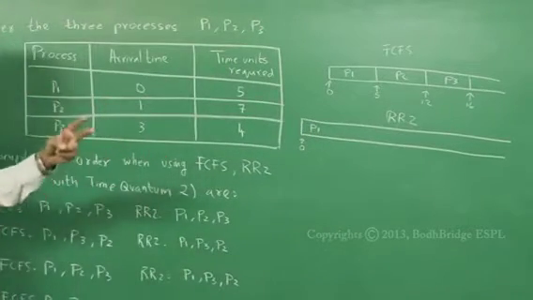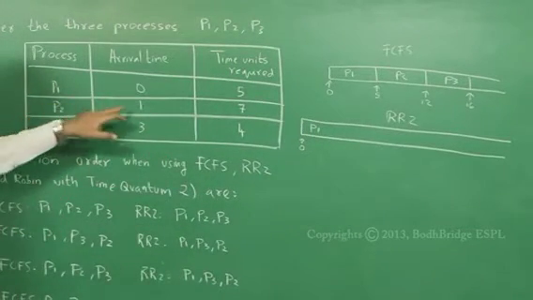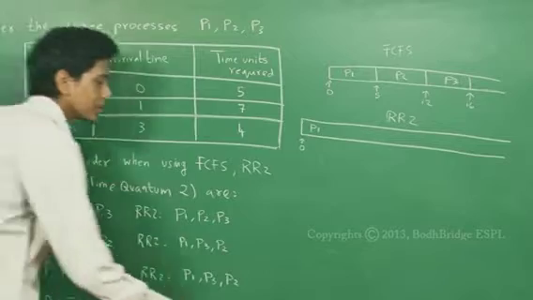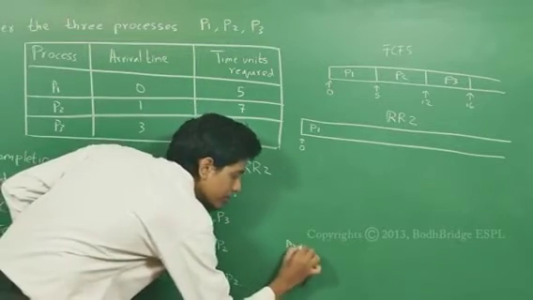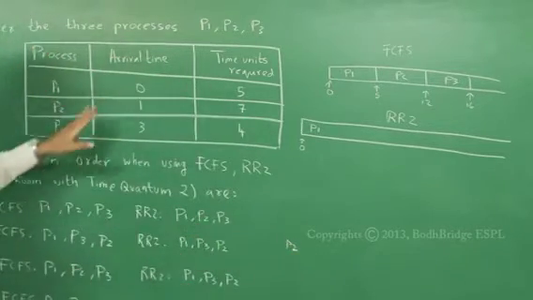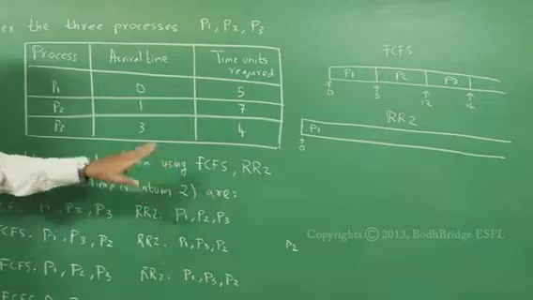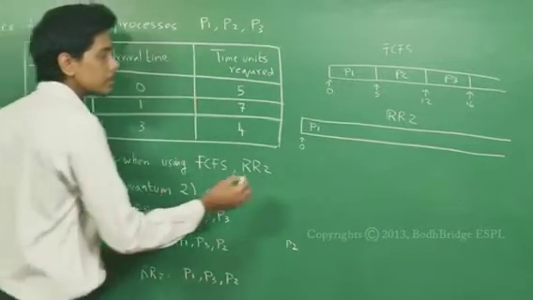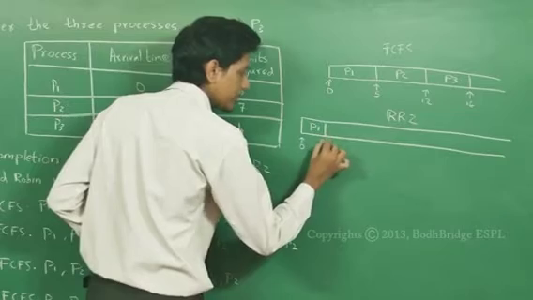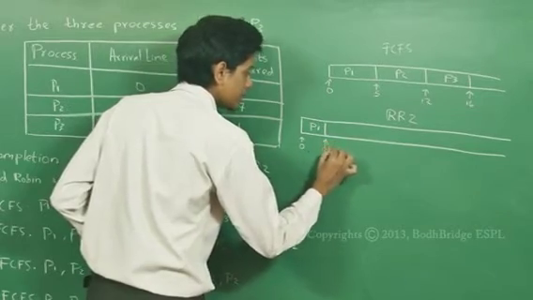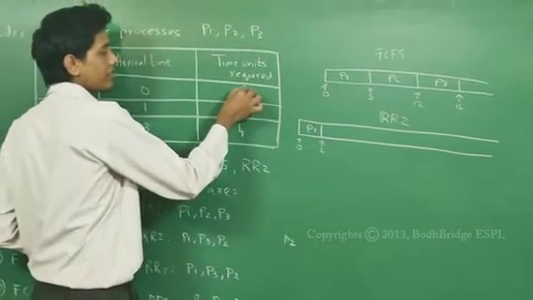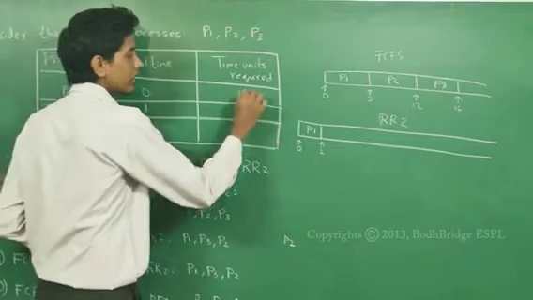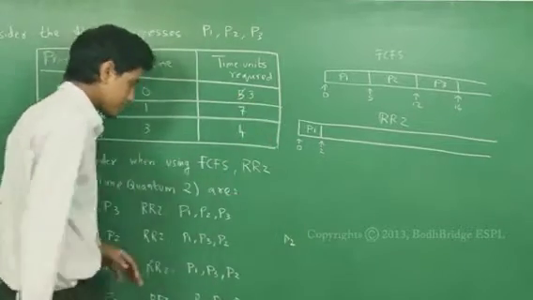P1 can execute for 2 time units only, but at the first time unit P2 comes into the ready queue. So now P2 is in the front of the queue. P1 is not preempted until its time quantum is over. The time quantum is 2 time units, so it finishes at the second time unit. Out of 5, P1 has executed 2 time units, so now 3 is remaining.